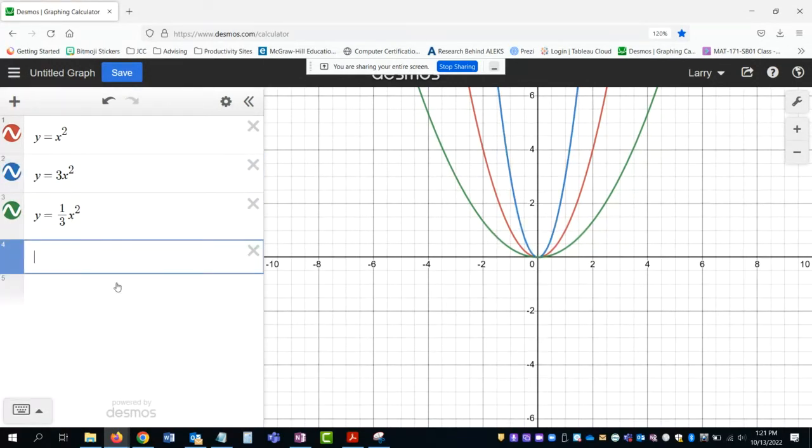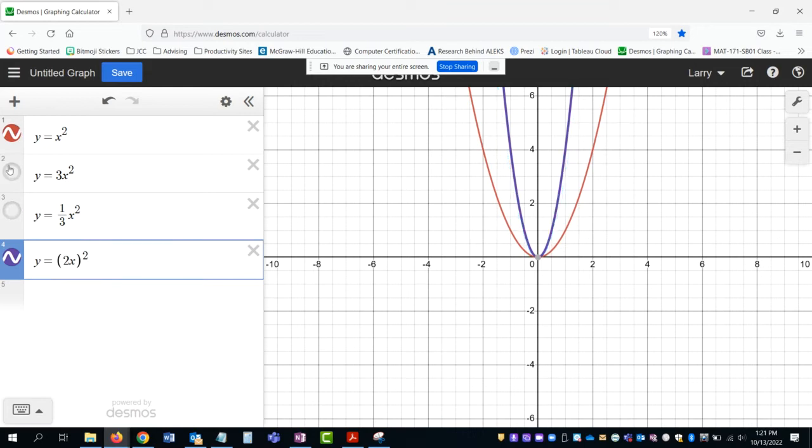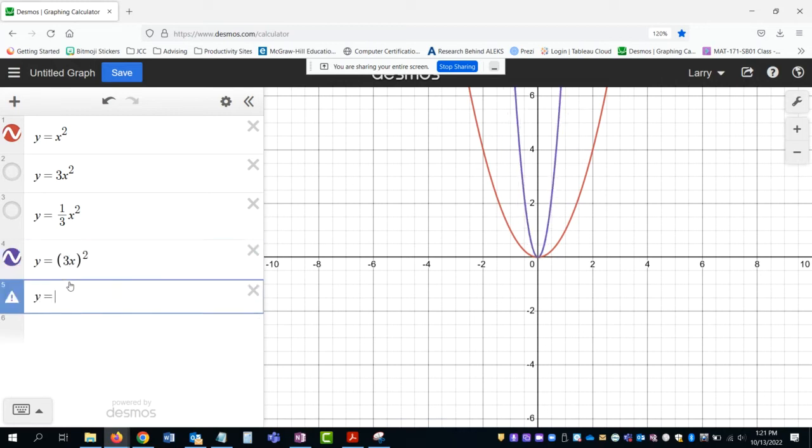And then if I want to manipulate this on the inside, what does that look like? That looks like 2x squared. Okay, what did I do there? Now I'm on the inside. I tell you what, let's make it more noticeable here.